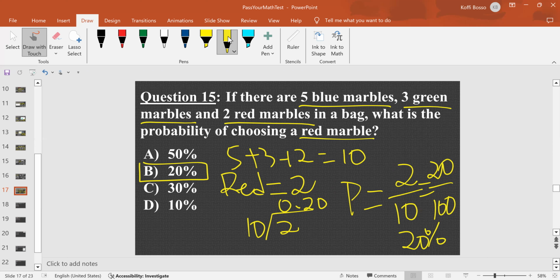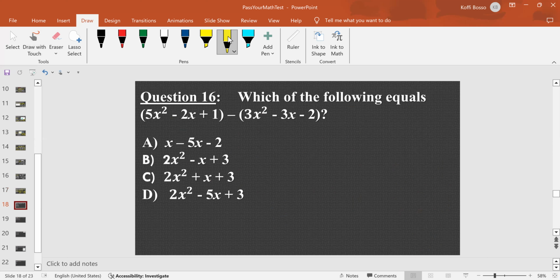Okay. Question 16. Which of the following equals 5x squared minus 2x plus 1 minus 3x squared minus 3x minus 2? Again, pause the video, challenge yourself before you continue. So, they are just asking here to do the subtraction between the two polynomials.